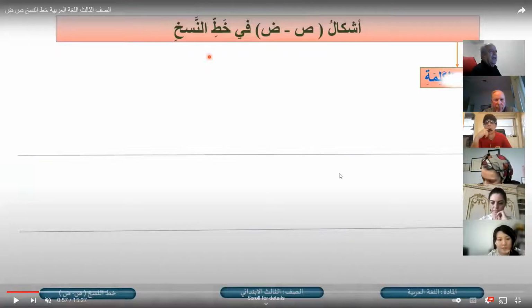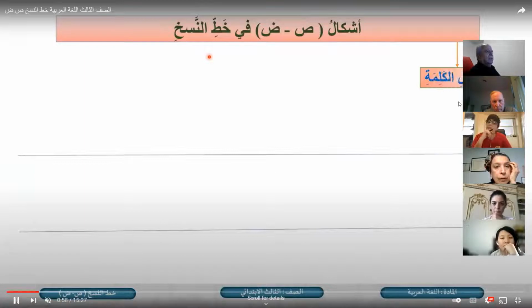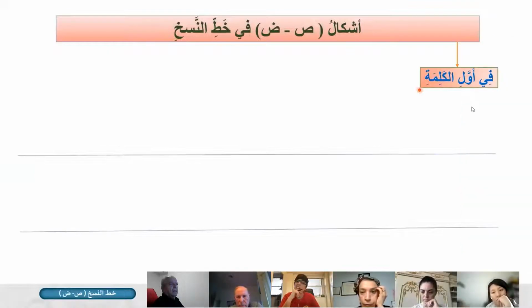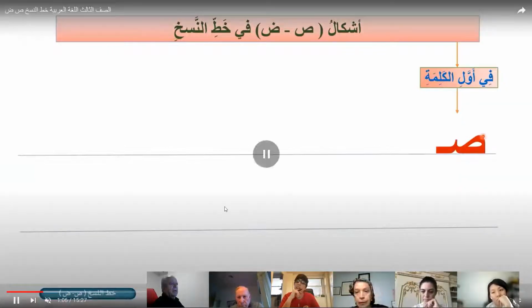Now, the sa and the va, as I said, are exactly the same, except for the dot on the top of the sa to make it a va. Now I'm going to show you how they look. First of all, this is how they look in the beginning of a word. Sa in the beginning of a word.